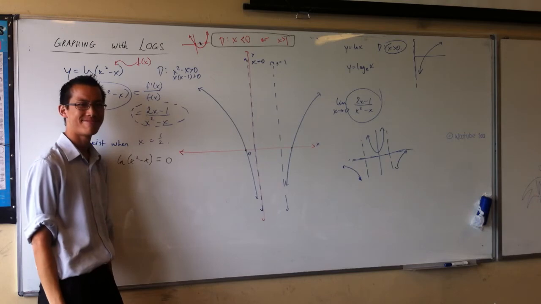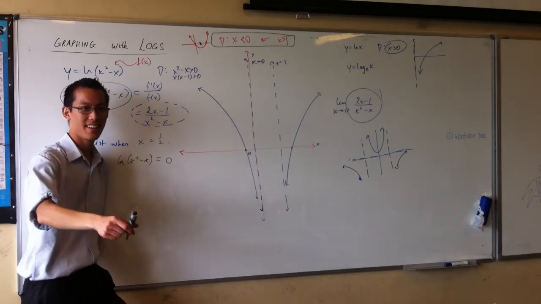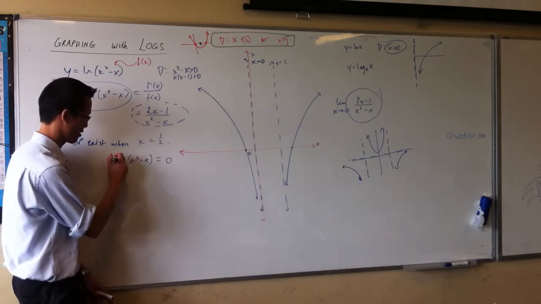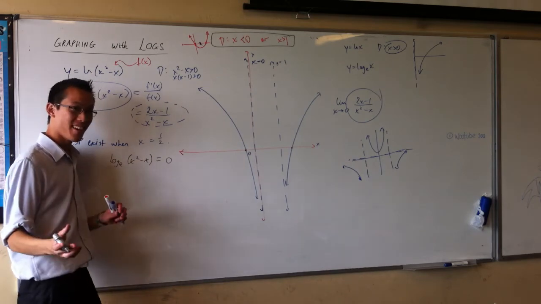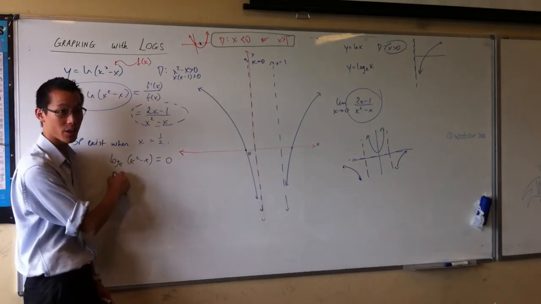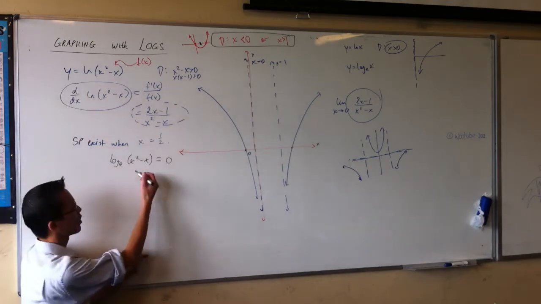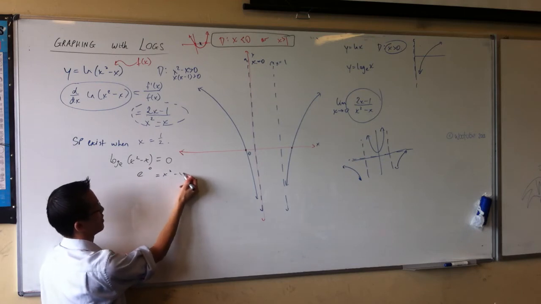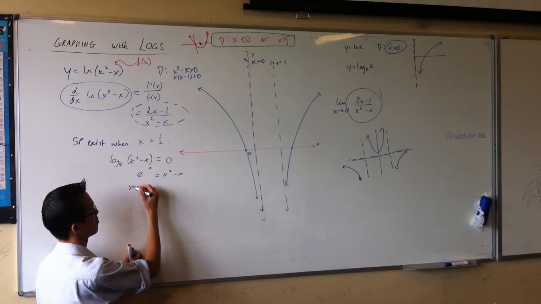Now what? Say it again. Careful. Think. This is log base e, right? So when you're going back and forth, the base of a log equation will become the base of an index equation if I rewrite it. So I'm going to get e to the power of 0 is equal to x squared minus x. So then this is just 1.